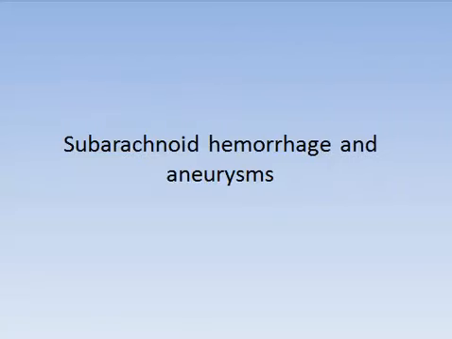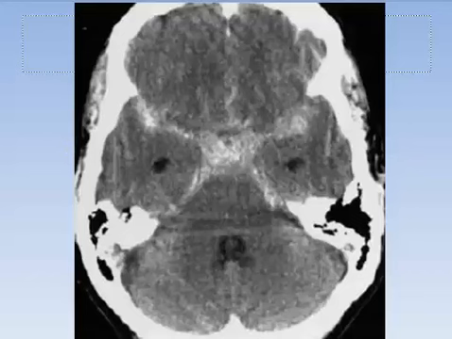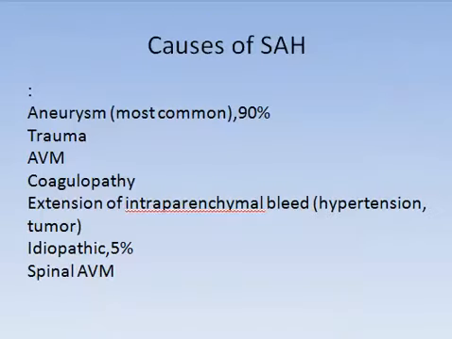Now come to the subarachnoid hemorrhage. Subarachnoid hemorrhage is filling of the CSF space, sulci, cisterns, and this is the appearance of massive subarachnoid hemorrhage. It can be caused by aneurysms. These are 90% of cases, but trauma, AVM, coagulopathy, or idiopathic causes can do it.